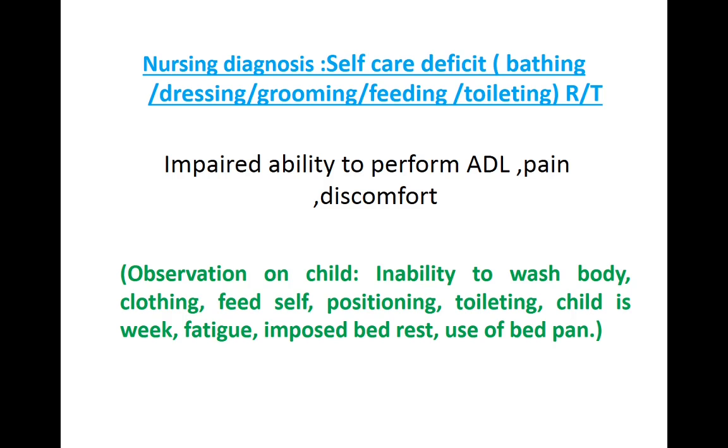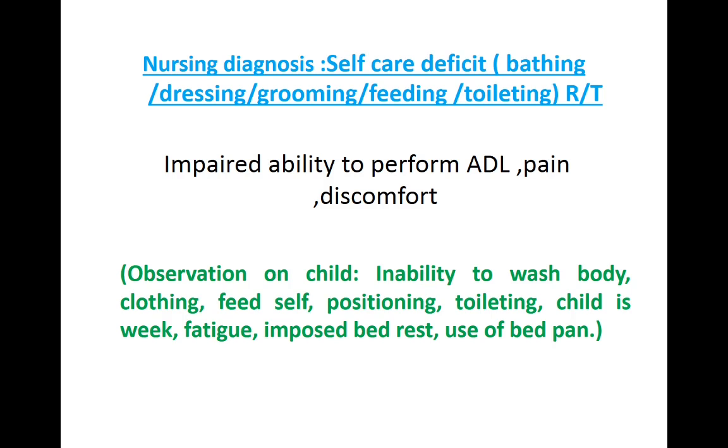So specifically you have to write what the child cannot do. It is not simply that self-care deficit, you just write like that. What kind of self-care activity the child is not able to perform, that you need to tell. What you will observe on the child: inability to wash body, inability to wash their own clothing, feeding self, not able to feed self, not able to position, not able to go to toilet.